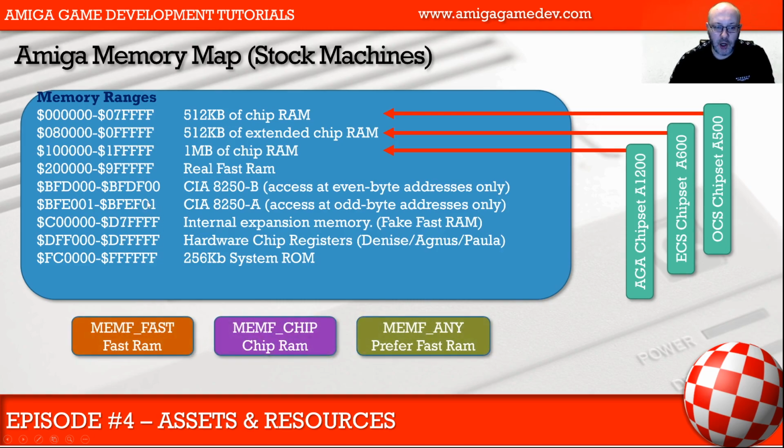But the main point of this is that when you request memory from the operating system, you get the option of these types. There are other types, but these are the 3 main types. You can say, right, I want some fast memory by calling this constant here, or you want some chip RAM, or you want any RAM. Now, any RAM will say to the operating system, just give me whatever's available. But what it will do is, if there's some fast RAM available, it will give you that. So you've got to be careful.